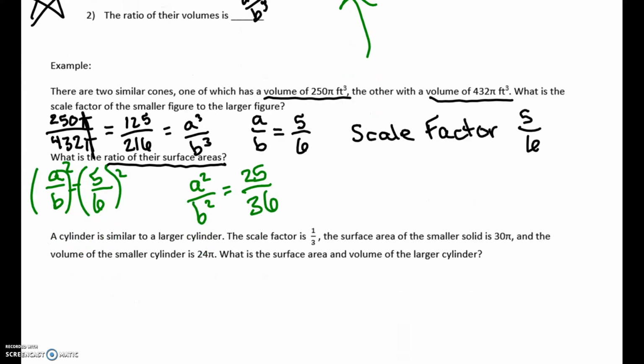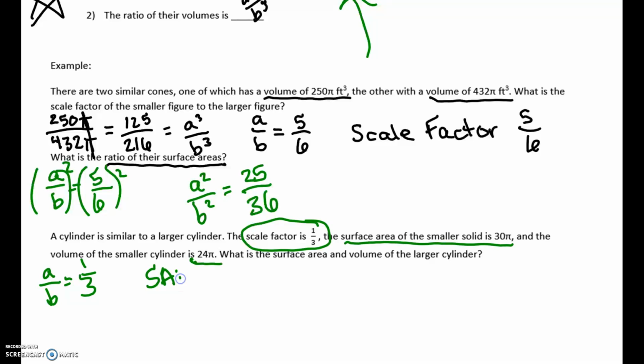Now let's look at our last example. A cylinder is similar to a larger cylinder. The scale factor is 1/3. Well, scale factor is a over b. That means a over b is 1 over 3. And the surface area of the smaller cylinder is 30 pi. The volume of the smaller cylinder is 24 pi. What is the surface area and volume of the larger cylinder? So let's start with surface area.